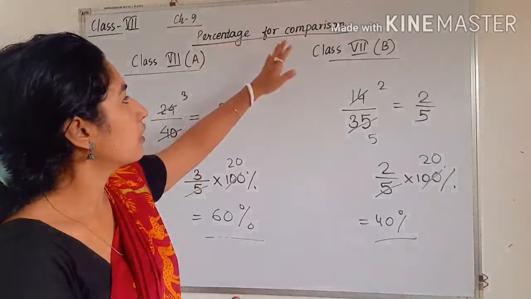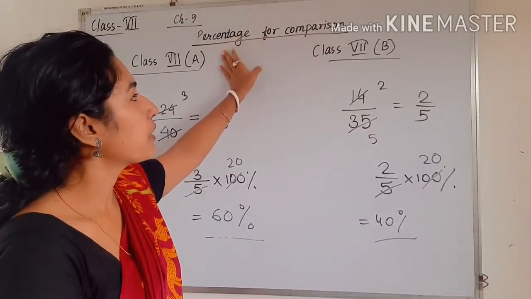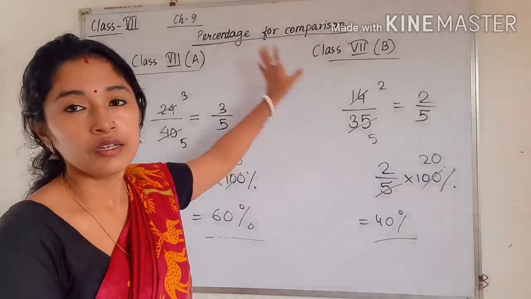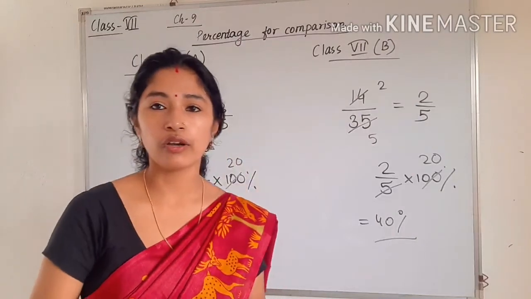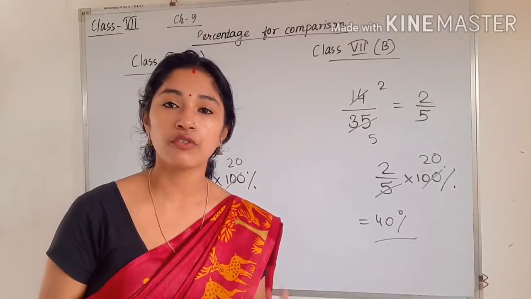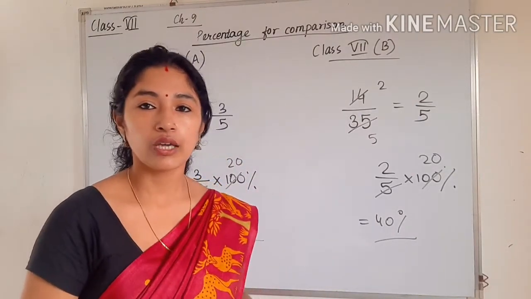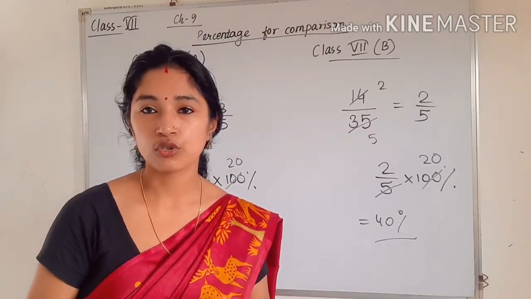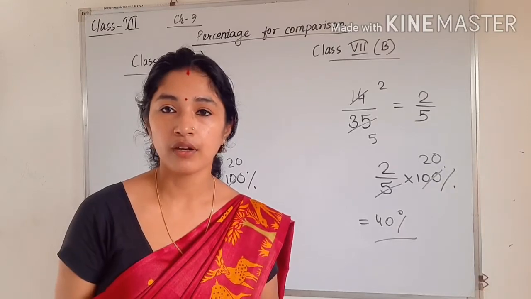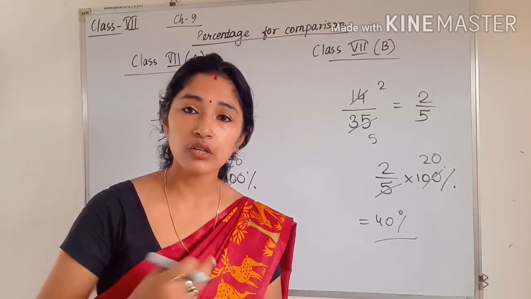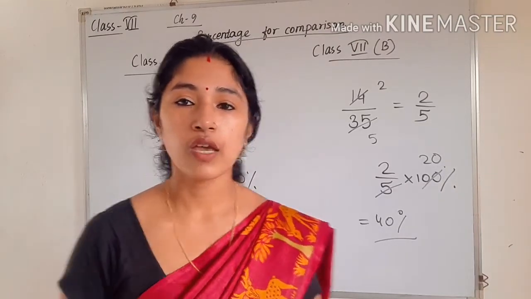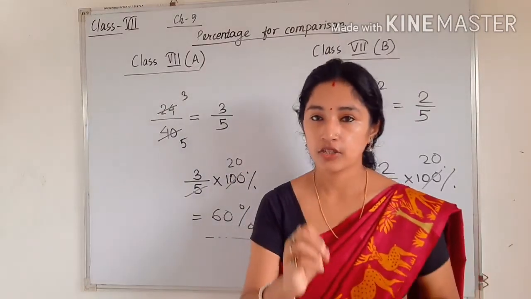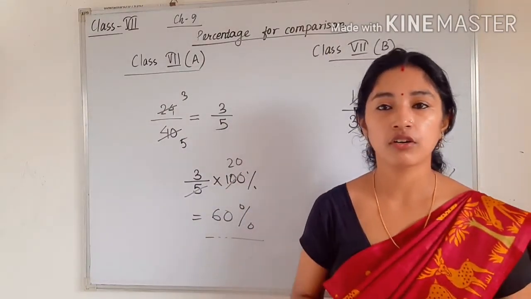Okay, so this is the way for comparing what? Comparing the two set of data in terms of what? Percentage. Okay, already in case of numbers, in case of average, already we have done. In class 5 also you have done average. So using average also we can compare the two set of data or more than two set of data. And here we are using the percentage to compare the two set of data.